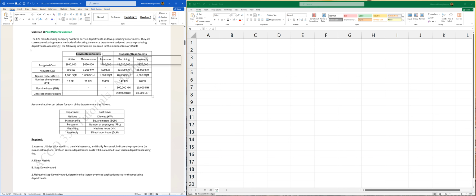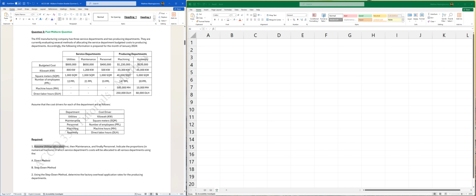We see here, guys, service departments, producing departments. Okay, so guys, service and support means the same thing. Production and operating means the same thing. So we have our service or support departments on the left, our production departments on the right, and now we could just jump right into this. So assume that the cost drivers for each department are as follows. Okay, so now we see here below how each department allocates their cost. Now to get into this, guys, let's go read the required and figure this out.